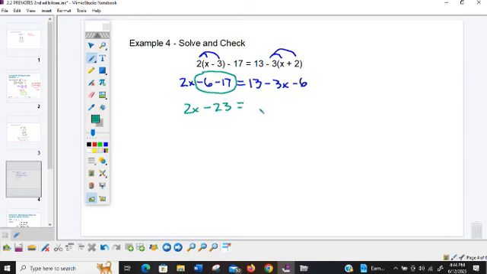Equals, on the other side, I can do the same thing. I've got a 13 and a negative 6. I can put those together to make positive 7. So I'm going to bring down the negative 3x, and then I'm going to have negative 3x plus 7. Okay, so now I'm ready to do my letters left and numbers right. I want to bring this over here, so I'm going to make it a positive 3x so that it cancels out there.